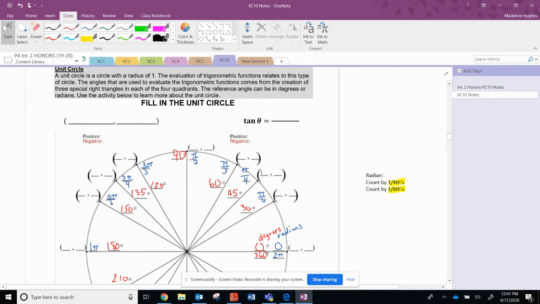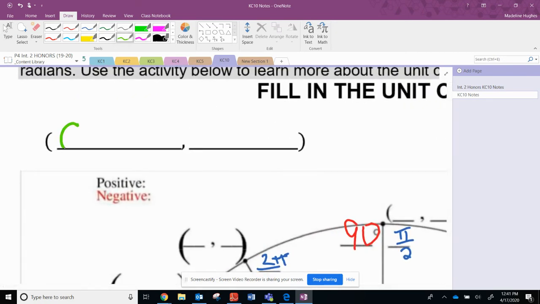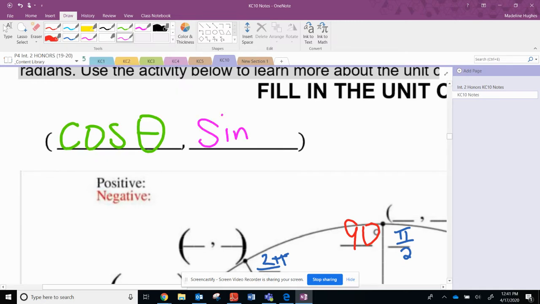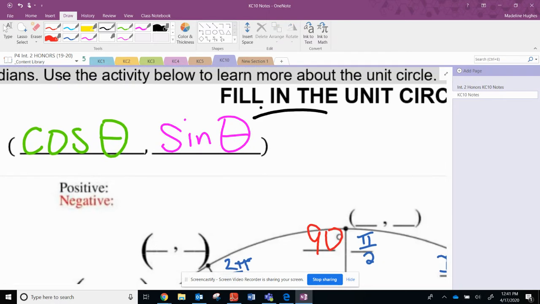In order to fill out these blanks, each blank means a trigonometric function, and there are two in particular we're going to use. The first blank stands for the cosine of theta, and the second blank stands for the sine of theta. And remember, we've seen theta once already before in this video.